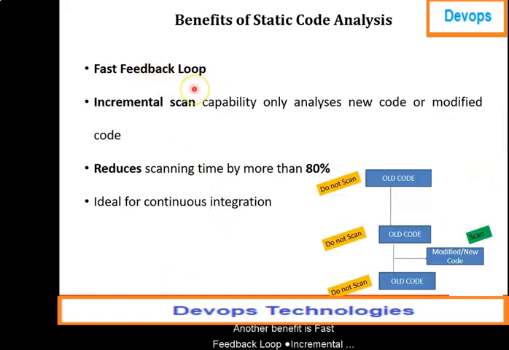Another benefit is a fast feedback loop. Incremental scan capability only analyzes new code or modified code. It reduces the scanning time by more than 80%. It is ideal for continuous integration.